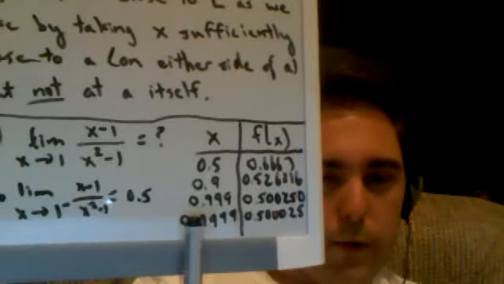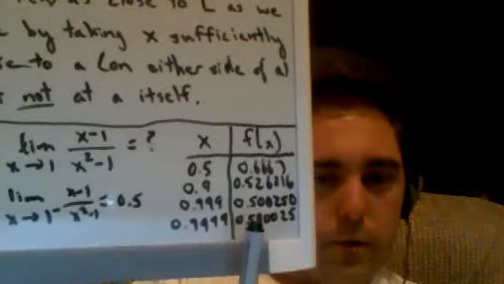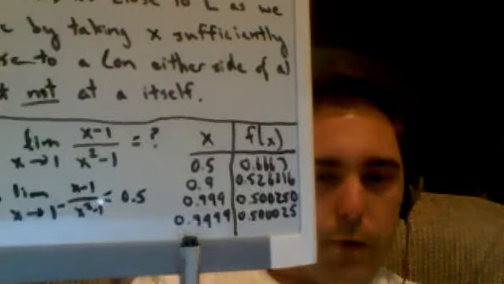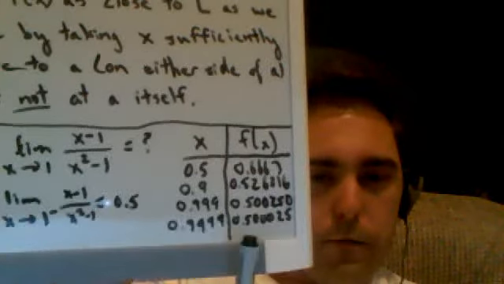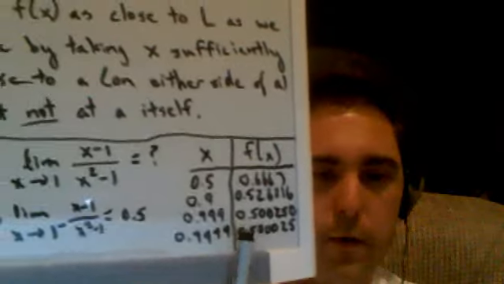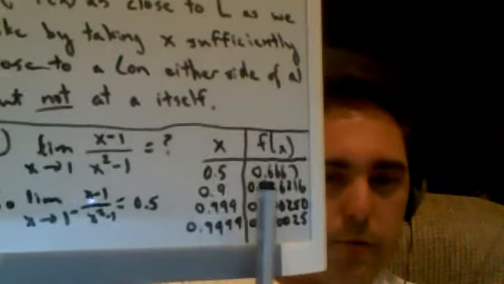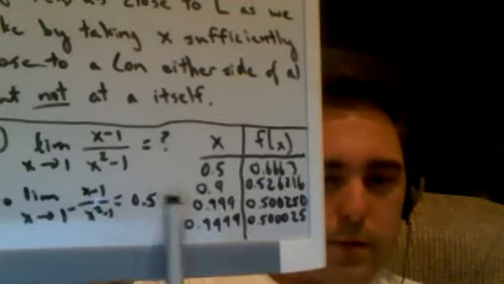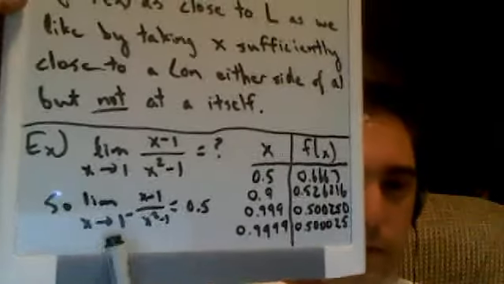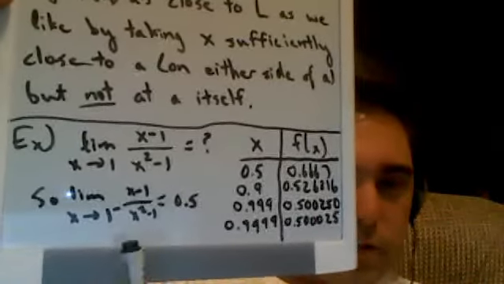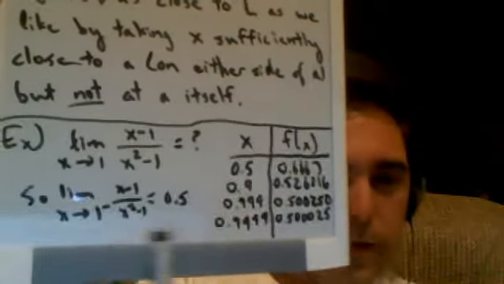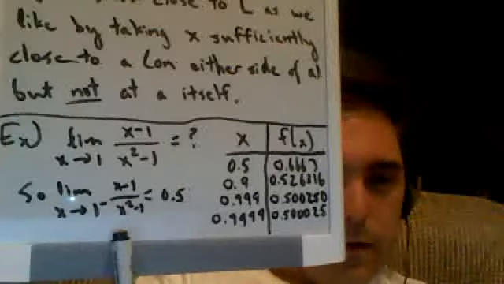We go to 0.999, we get 0.500250. And at 0.9999, we get 0.500025. So, as you can see, the values of f of x are getting closer and closer to 0.5 as x gets closer and closer to 1. So, we can write that the limit as x approaches 1 from the left, since all of these values of x are less than 1, is equal to 0.5.